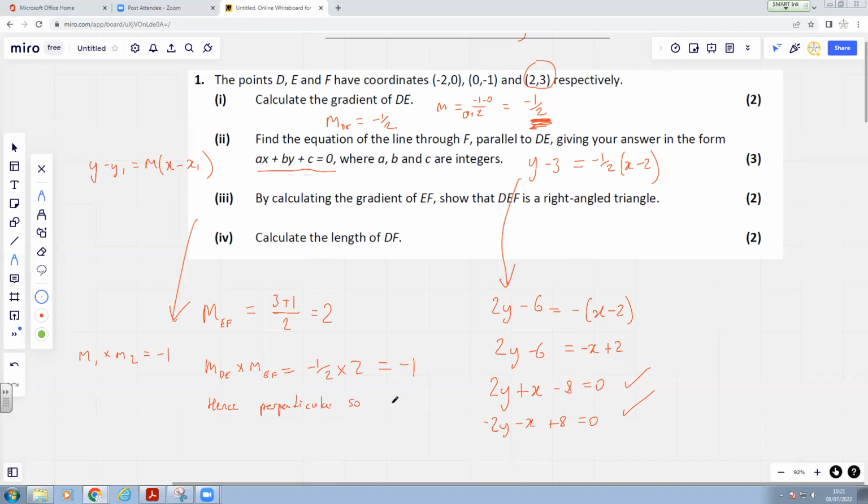So DEF is a right angled triangle. And you must write that at the end. You need a little conclusion.